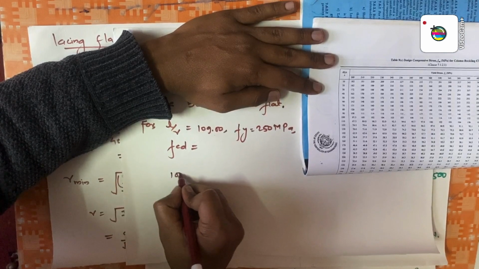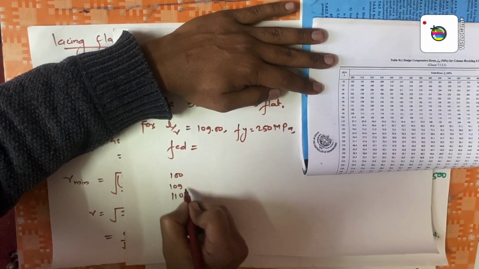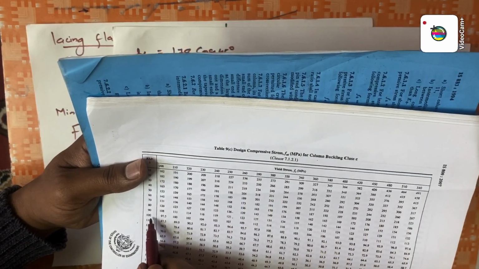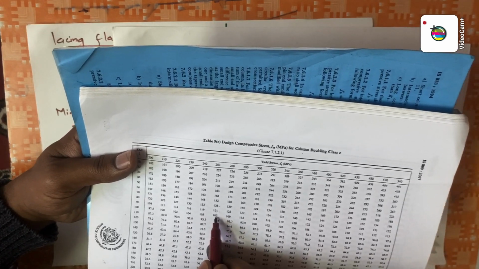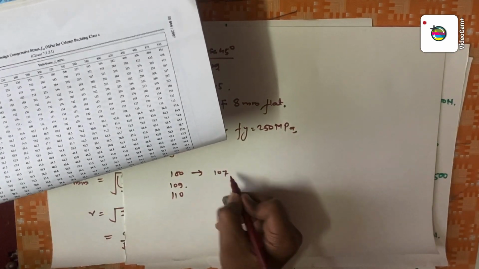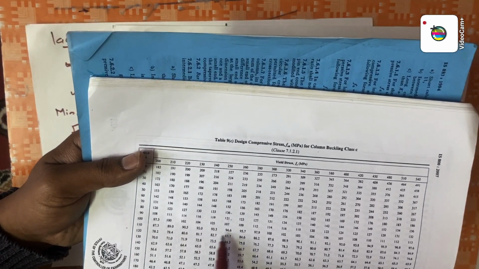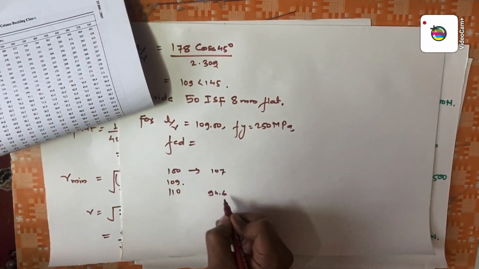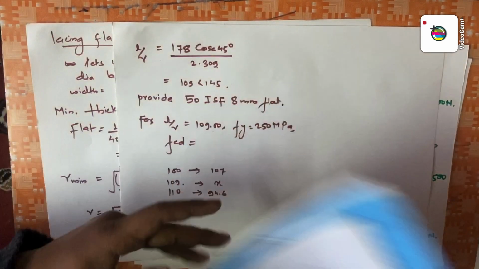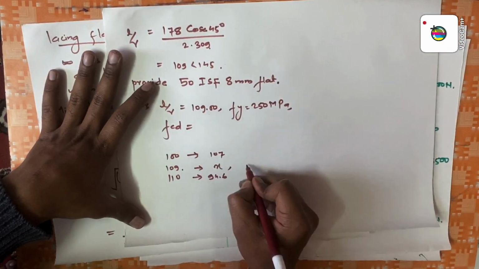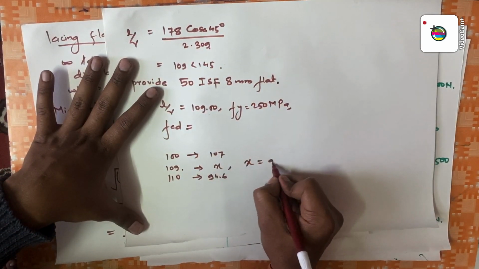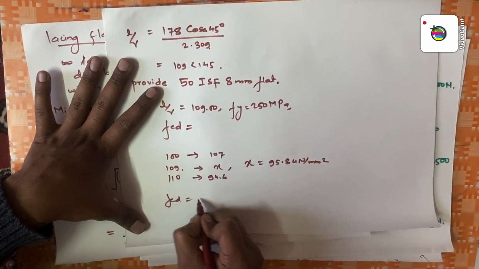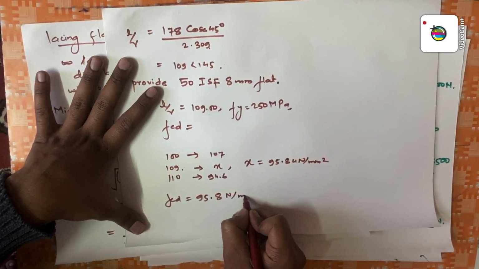That is between 100 and 110. Similarly, we have to go for fy, that is 250. For 100 the value is 107, and for 110 it is 94.6. Now we have to find this x value. After calculating through the interpolation method, I got 95.84 Newton per mm square. So my fcd is equal to 95.8 Newton per mm square.